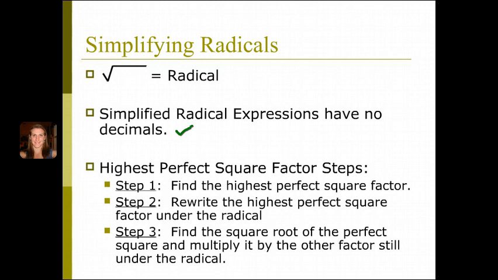First, you need to find the highest perfect square factor under the radical. Second, we're going to rewrite the highest perfect square factor under its own radical. Find the square root of the perfect square and multiply it by the other factor, which is under its own radical. So that's a little wordy, so let's try an example to try to make that a little more clear.